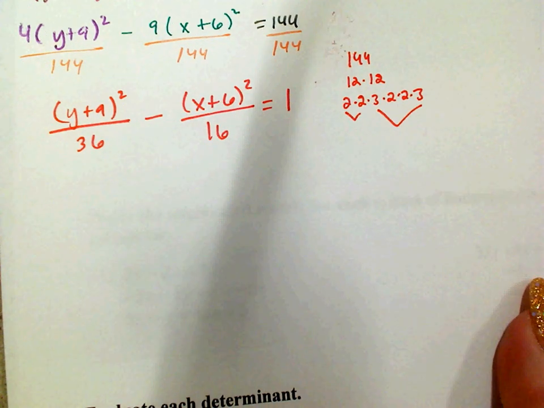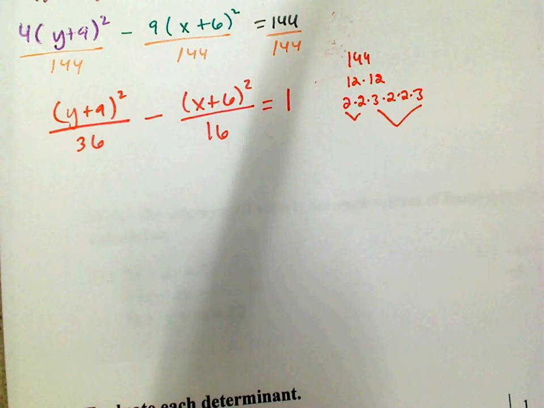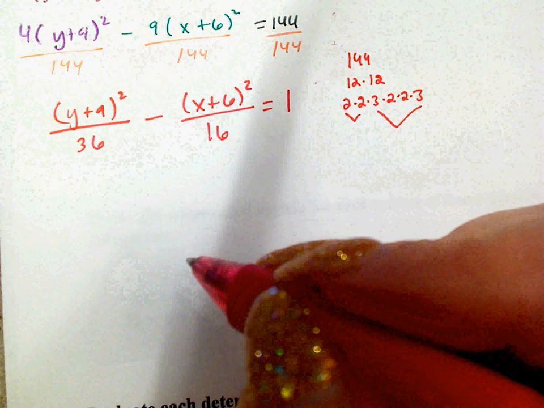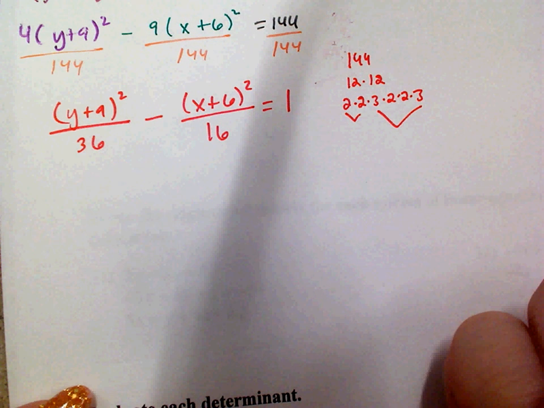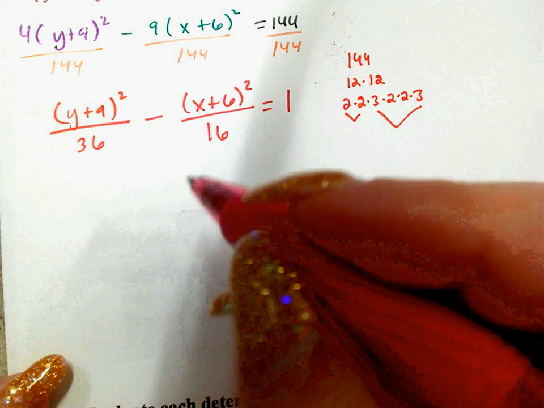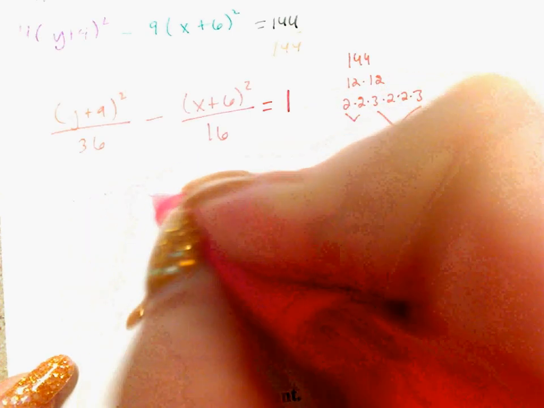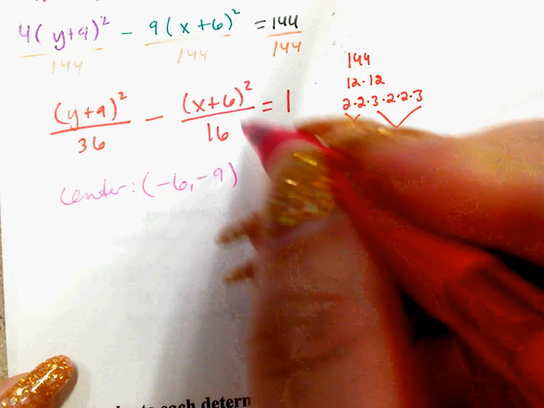Okay, so from there, I need to figure out the center, vertices, foci, eccentricity, and the slopes of the asymptotes. So, okay, the center is the coordinate point -6, -9. Always remember x and then y. Okay, because a lot of people actually do -9, -6.